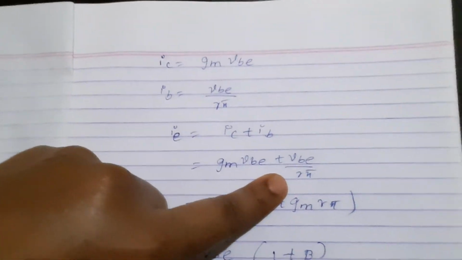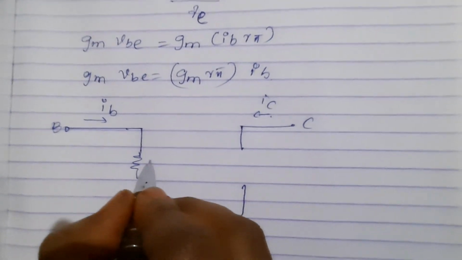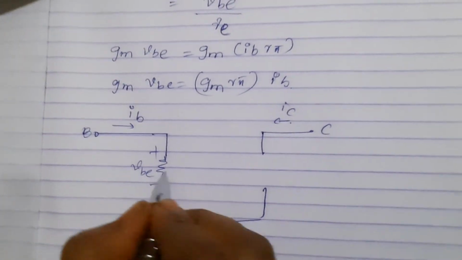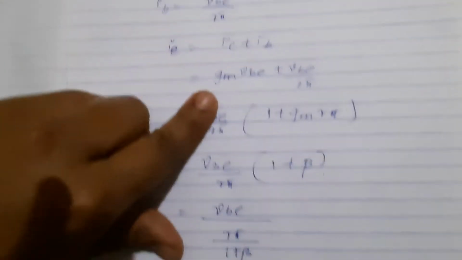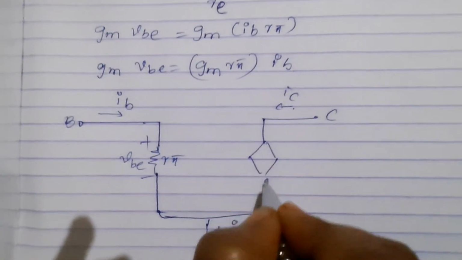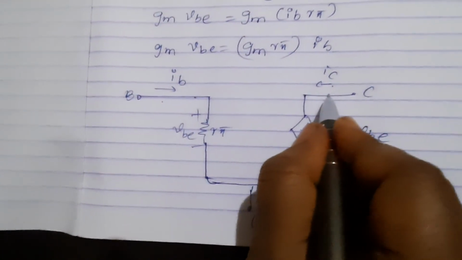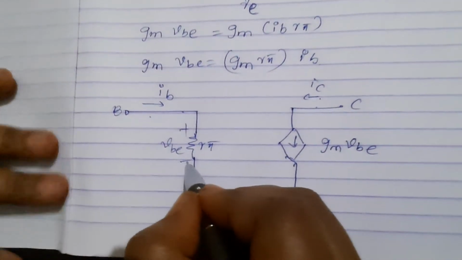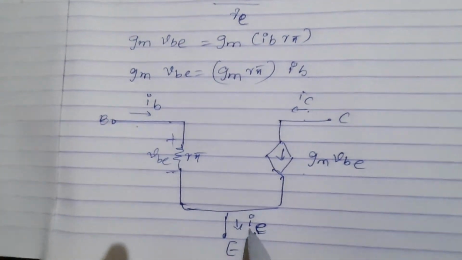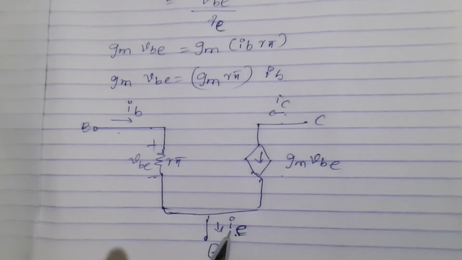IB is what? VBE by R pi. So I'll be drawing it like this. This is VBE, R pi. Now one more term we have, IC as GM into VBE. This is a gain. So this is GM into VBE. I'll repeat once again: IE is IC plus IB. Now this is my IE current, this plus this, and IB is VBE by R pi and IC is GM into VBE. And this is the structure, and this represents the BJT as a voltage controlled current source.